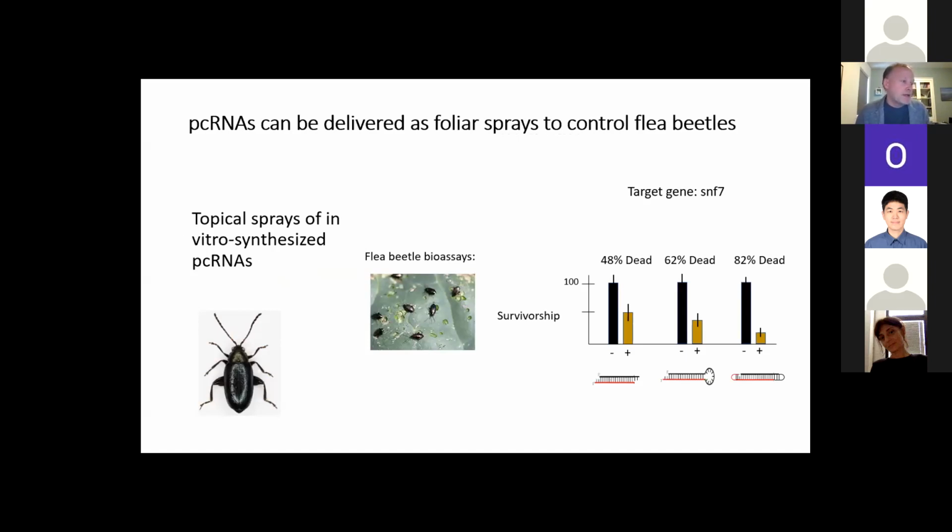What you can see in the panel here is that the paperclip RNAs are generally showing stronger mortality than either of the other two structures that we tested, the long linear double-stranded RNA or a hairpin RNA. So once again, the paperclip is looking positive. Mind you, this is only one particular gene. We have many more to test to see if this trend holds true.